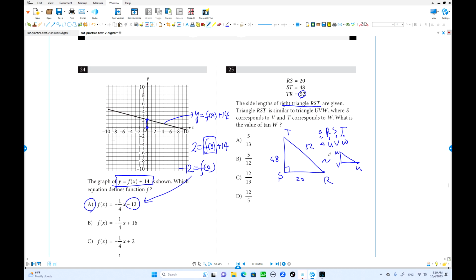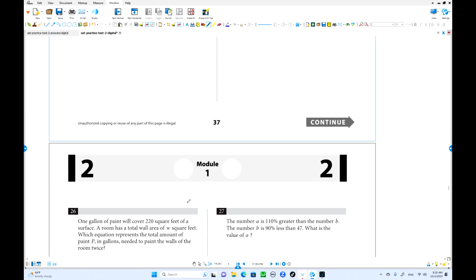What is the value of tangent W? This tangent W over here. This angle is similar, right? It doesn't change, okay? You can find tangent W from here, tangent T. Tangent T equals tangent W, okay? Same thing. What is the tangent T? 20 over 48, opposite over adjacent. Okay, how much? Divide by 4, right? 5 over 12 is the answer. Choice B is the answer, okay?